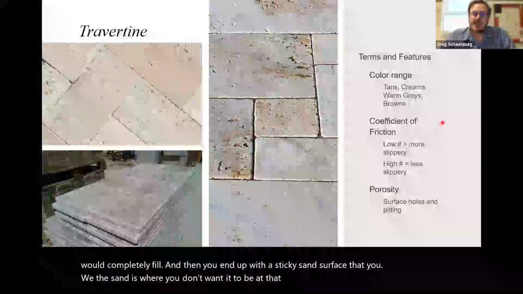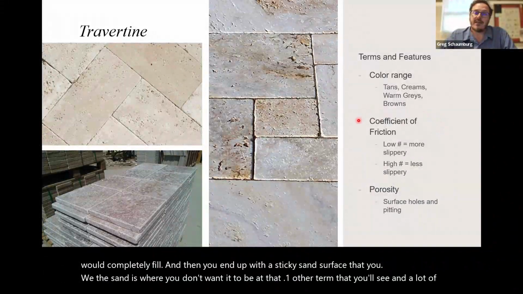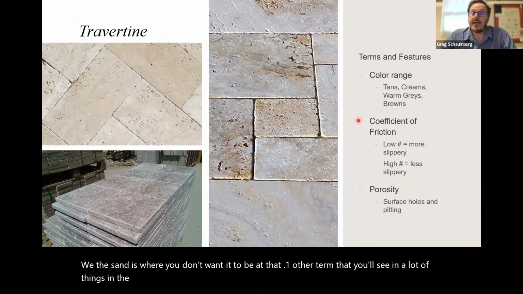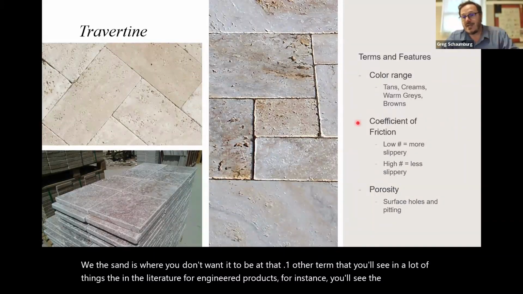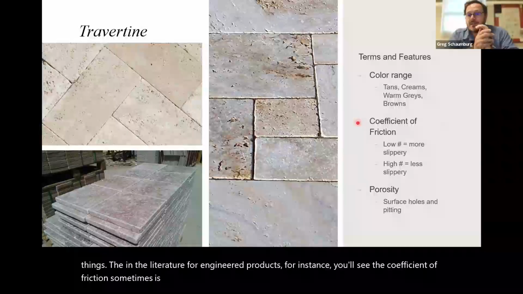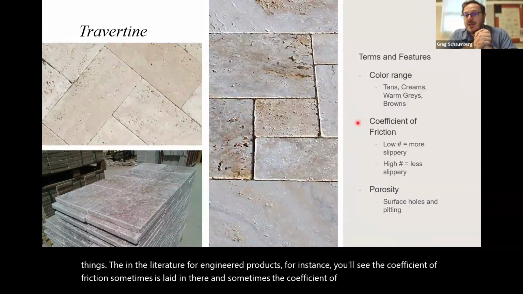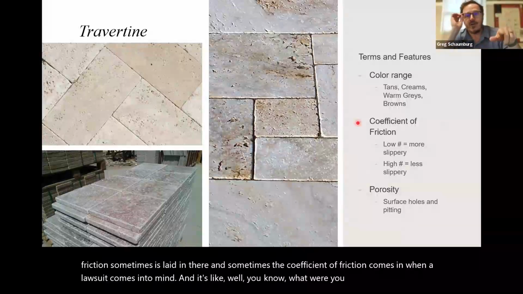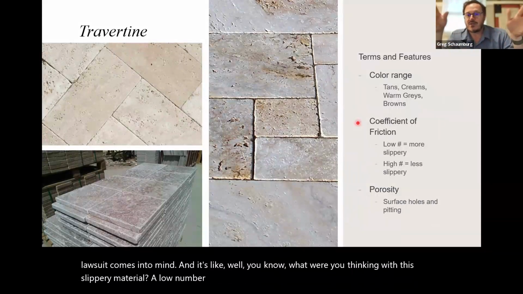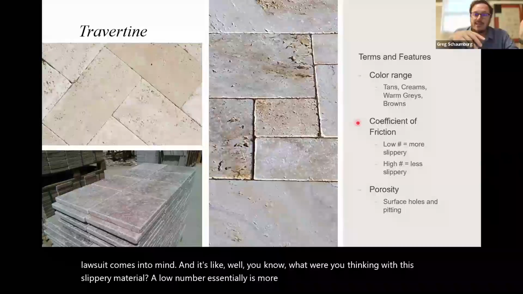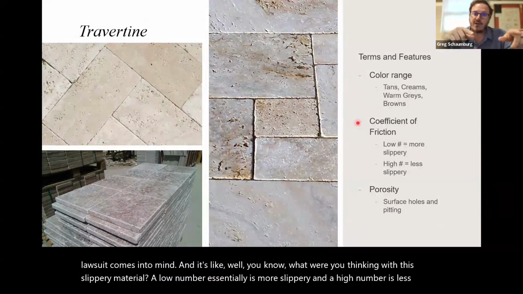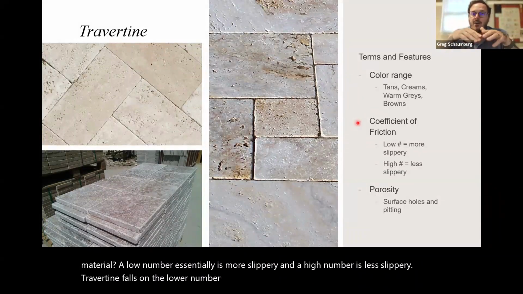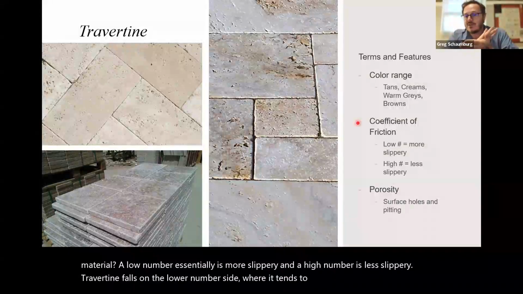One other term you'll see in a lot of the literature for engineered products is the coefficient of friction. Sometimes the coefficient of friction comes in when a lawsuit comes into mind, and it's like, well, what were you thinking with this slippery material? A low number is essentially more slippery, and a high number is less slippery. Travertine falls on the lower number side, where it tends to be a little bit more of a slippery surface.